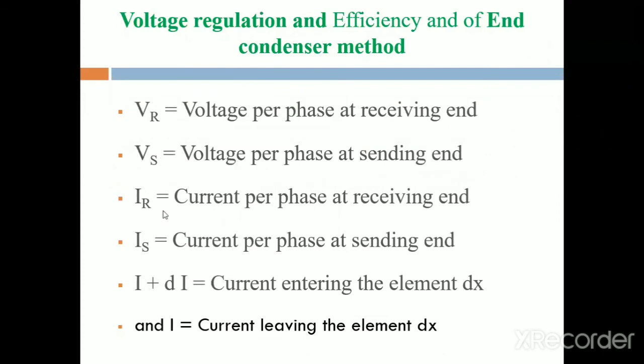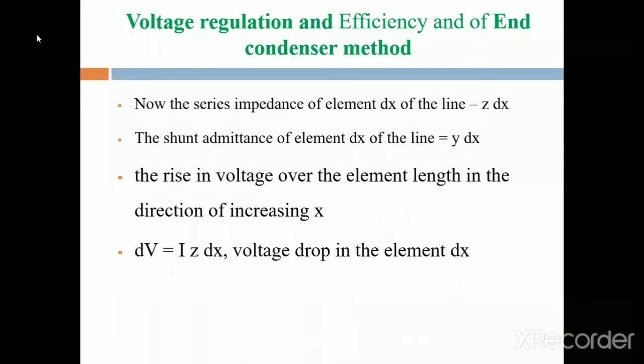at the sending end. IR is the current per phase at the receiving end. IS is the current per phase at the sending end. Therefore, I plus dI is the current entering the element dx, considering a small length dx. I is the current leaving the element dx.